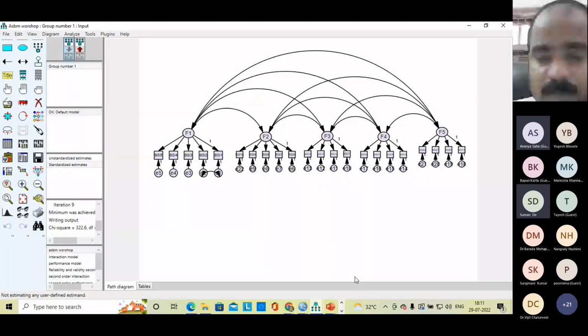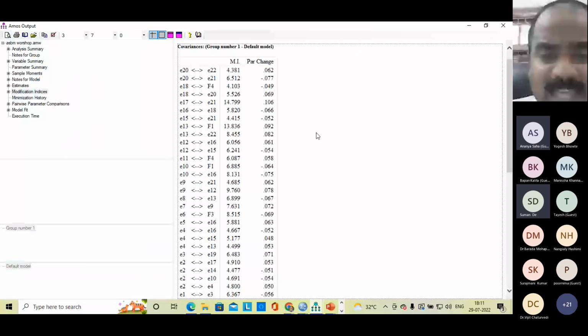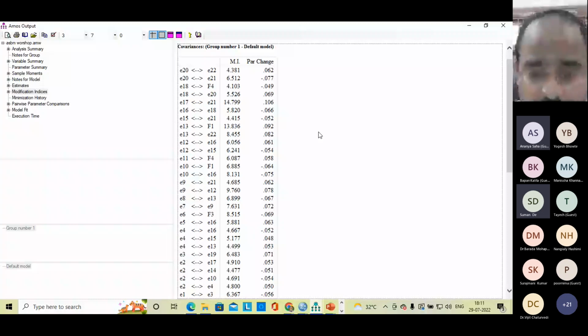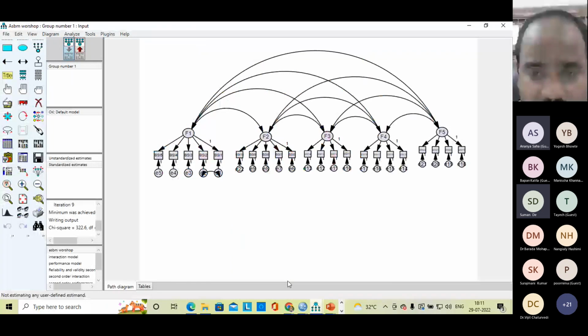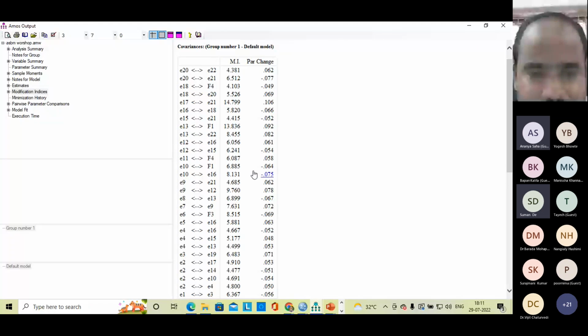Then go to which is positive. Please see and tell me which is positive and higher. E13 to E22. No, it cannot be correlated. Any other thing? E10 to E16, not possible, I think.